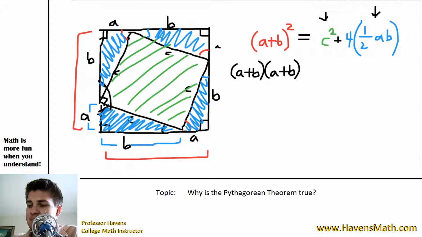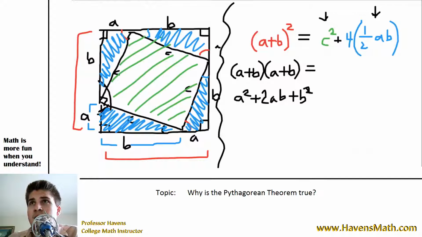But basically, we get A times A is A squared, then plus A times B, and plus B times A. That would be plus 2AB. And then we would get B times B is B squared. So on the left-hand side, if we expand that A plus B quantity squared, we would get A squared plus 2AB plus B squared. On the right-hand side, we have C squared, and then we have 4 times 1/2 AB. So 4 times 1/2 is just 2, so we get C squared plus 2AB.